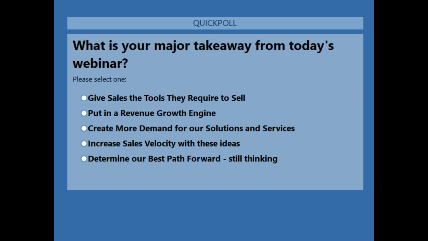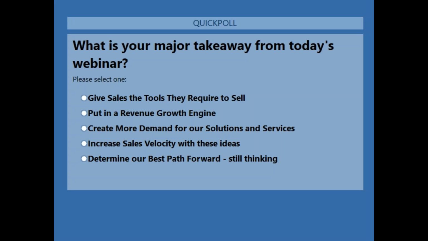Another one would be, let's put in place a revenue growth engine, as Bob has shared with us today. A third area would be to create more demand for your solutions and your services. A fourth would be to increase sales velocity with some of the ideas that we discussed here today. And the fifth is really determine the best path forward, still thinking about some of the information that we've been able to share. And by the way, we are recording this webinar, so if you have colleagues within your firm that you'd like to share this with, we'll be happy to provide that after today's webinar.